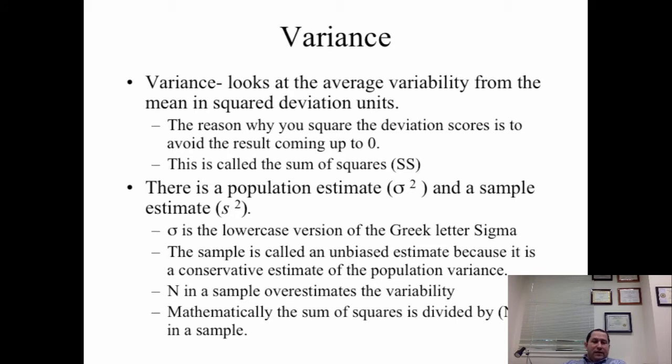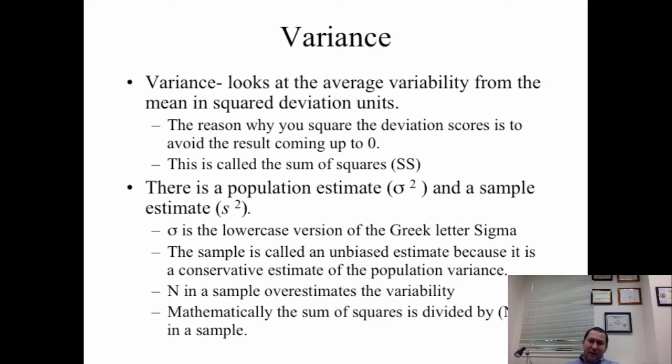All right, so variance. Variance looks at the average variability from the mean in squared deviation units. So far we've had x minus x bar. Now, if we do x minus the mean and add that up, we always get 0, right? But when we square it, negative numbers become positive. So negative 3 times negative 3 equals a positive 9. And if we add up that column of squared units, we get something called the sum of squares, or SS.